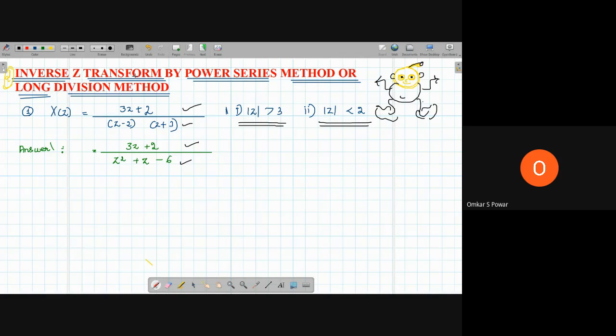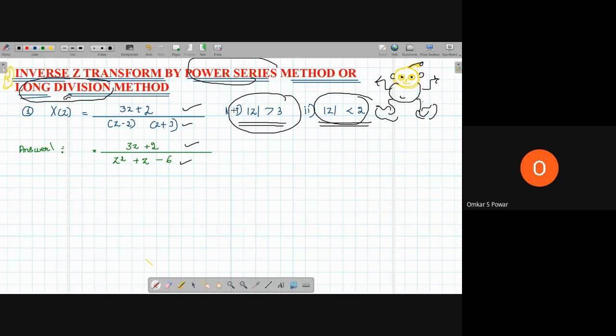Now what method are we using? We are using the power series method or long division method, so keep this in mind. It is the long division method, right? What we have to do is divide the numerator by the denominator for these two conditions. So first step, you write it and simplify it.